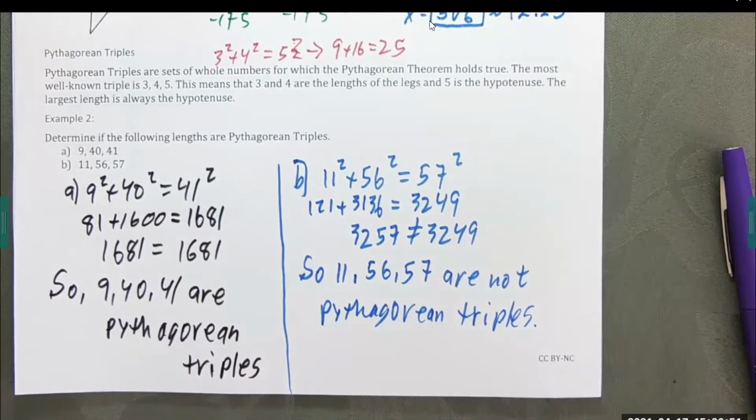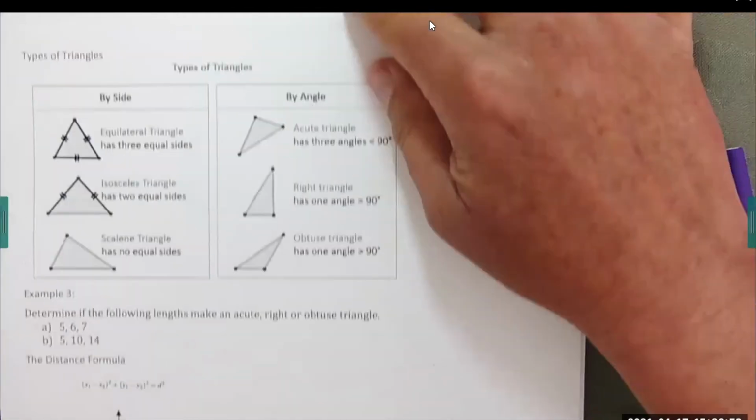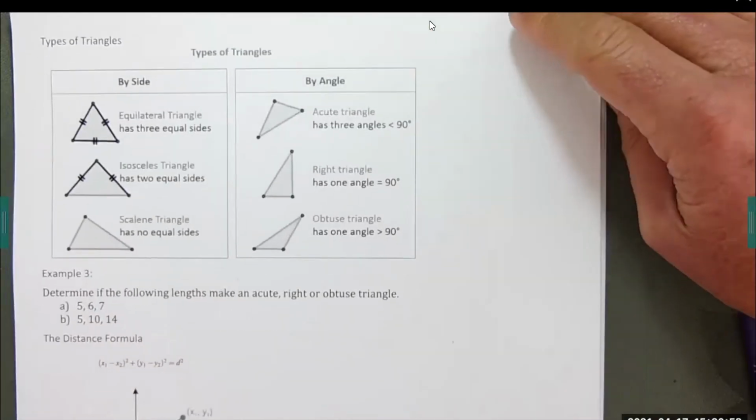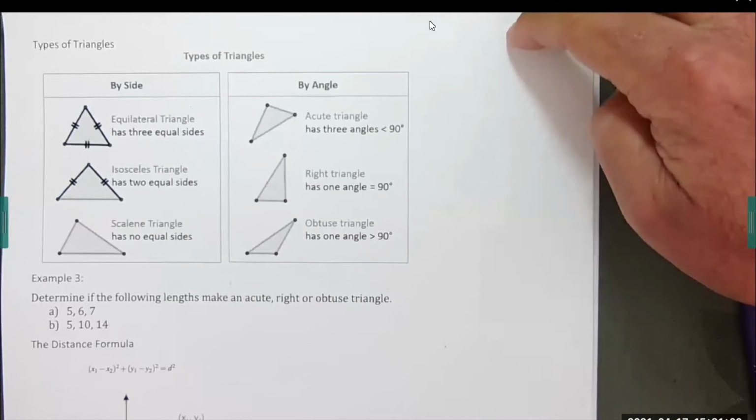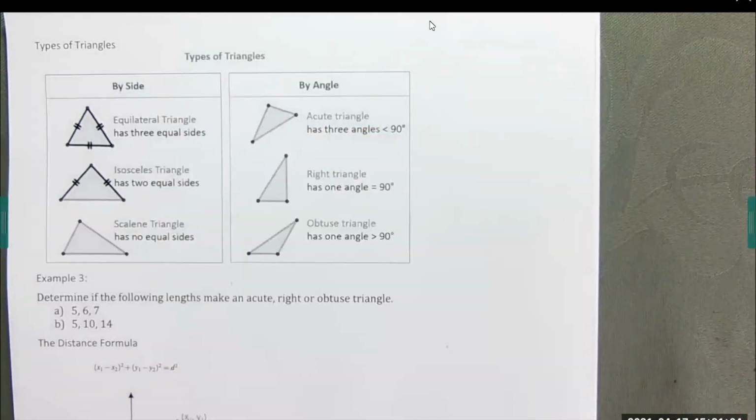All right, moving on to page 2. And now we're going to talk about different types of triangles. We can identify triangles. The word triangle literally means 3 angles. You can see it there, triangle. And we can describe it using its side or its sides or by the angles that they have.